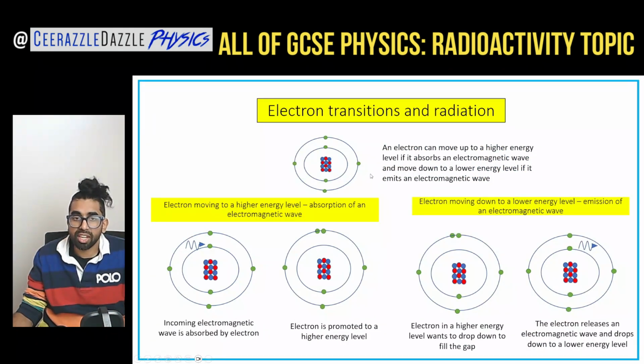Electron transitions and radiation. So let's say we have the atom over here. First of all, an electron can move to a higher energy level. So it can go from this one over here upwards over there if it absorbs an electromagnetic wave. So look, I've drawn it over here. We have this electron over here. An electromagnetic wave can come in. This electron can absorb the energy of this electromagnetic wave and move upwards to a higher energy level. So there we go, the electron is promoted to a higher energy level. And by reverse, let's say you had an electron at the top right now, but it wants to go back down. Obviously, it drops back down to this lower energy level, releasing a corresponding electromagnetic wave.